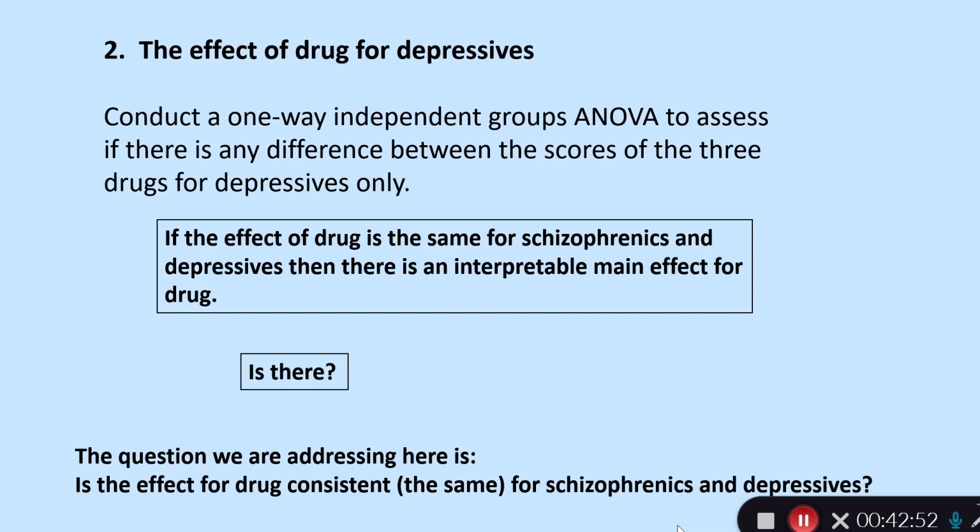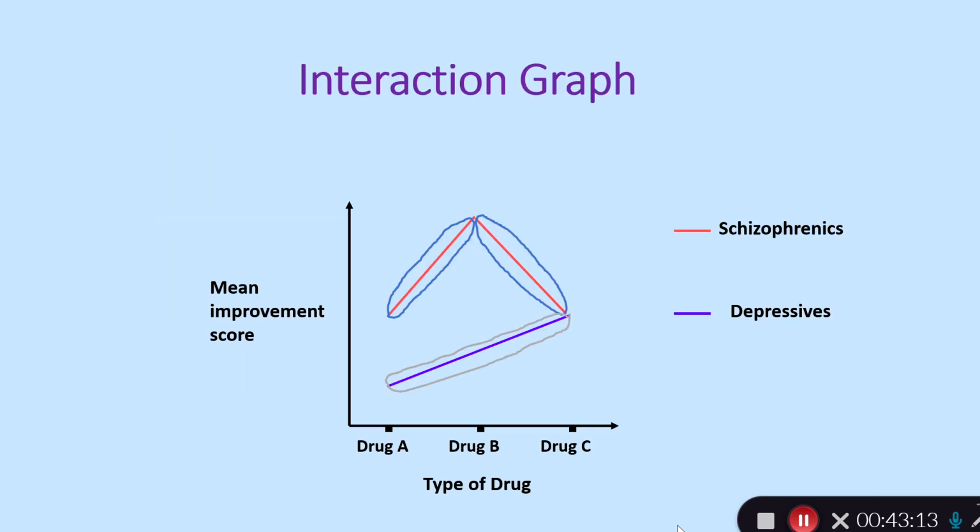And if the effect of drug is the same for schizophrenics and depressives, then there's an interpretable main effect for drug. And the question here is, is there? And the answer is no. So the question we're actually addressing is, is the effect for drug consistent? Is it the same for schizophrenics and depressives? So what I've just said in a very wordy manner is probably better displayed on this particular graph.